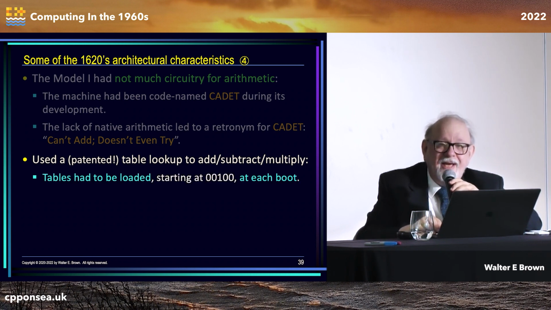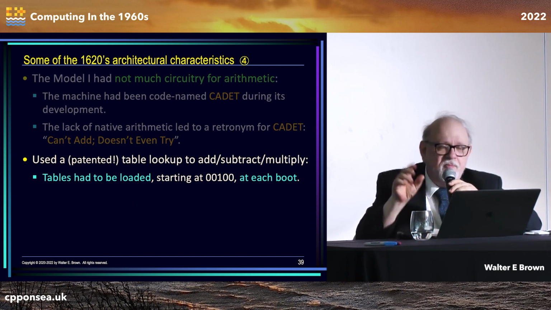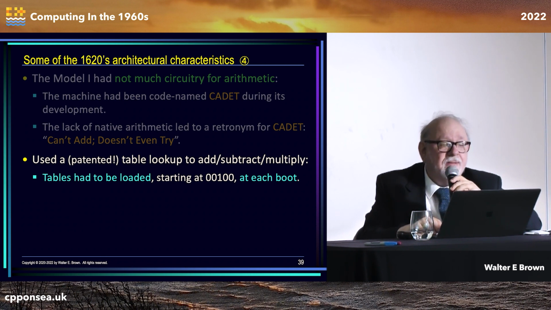And you had to load the tables. It was about the first thing you did after you turned on the machine. Today we talk about booting up a machine, and boot, of course, is short for bootstrap. We didn't use that vocabulary. It was known as a cold start. So you loaded a cold start card, and then the very next thing you put into memory were the add multiply tables. Okay? And it still can't do division. Add, subtract, multiply by table lookup. And by the way, that table encoding was patented.